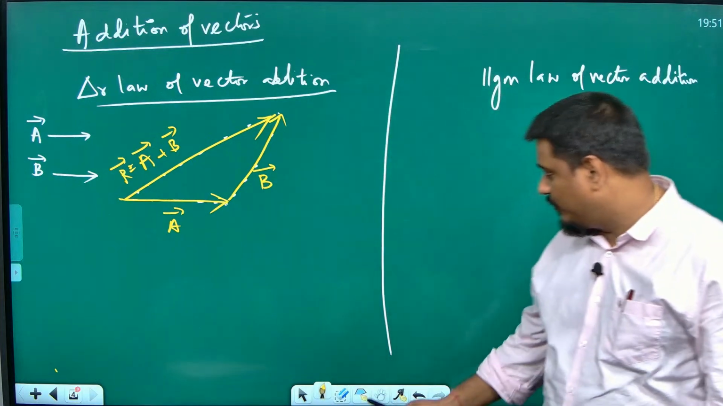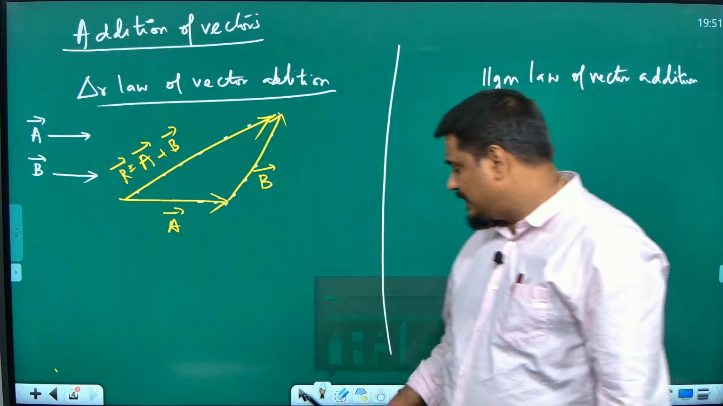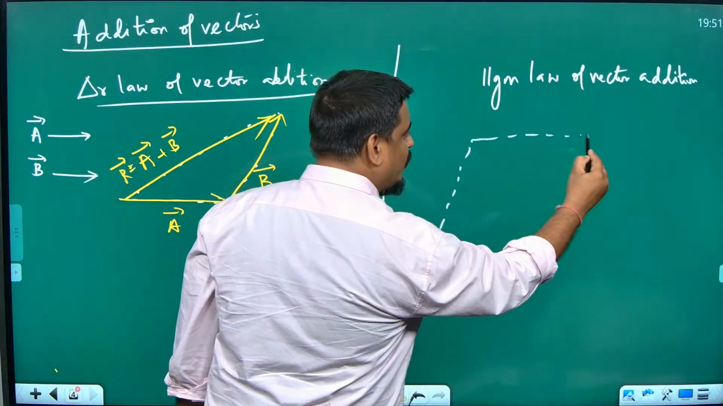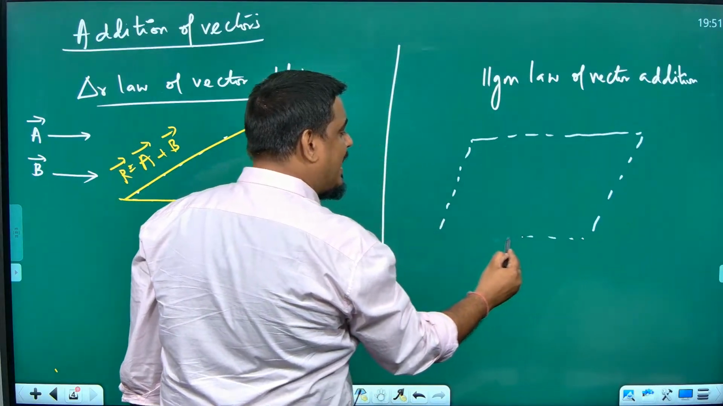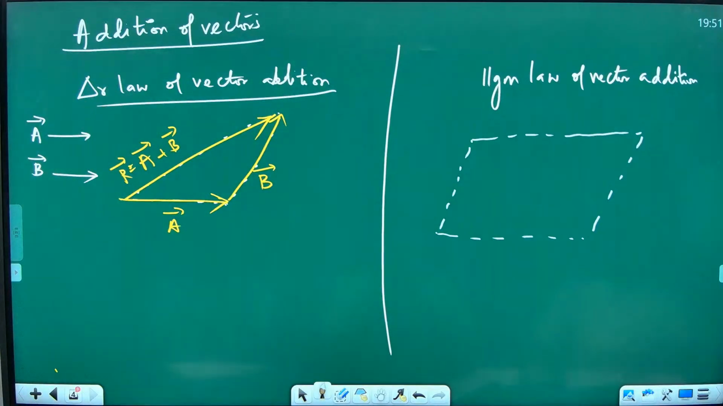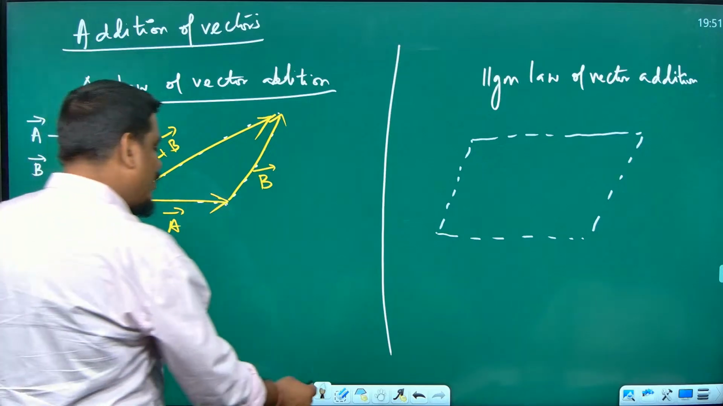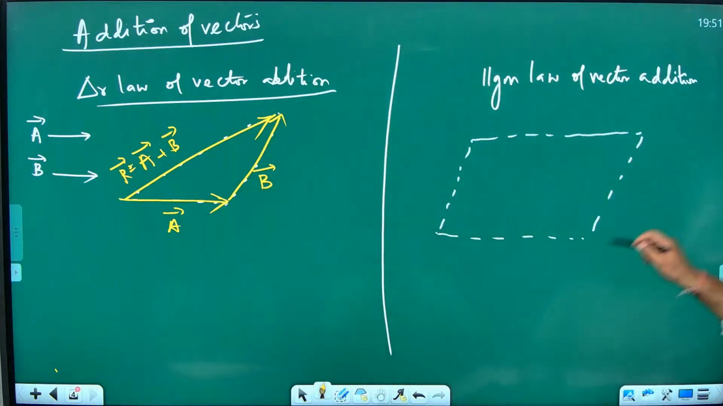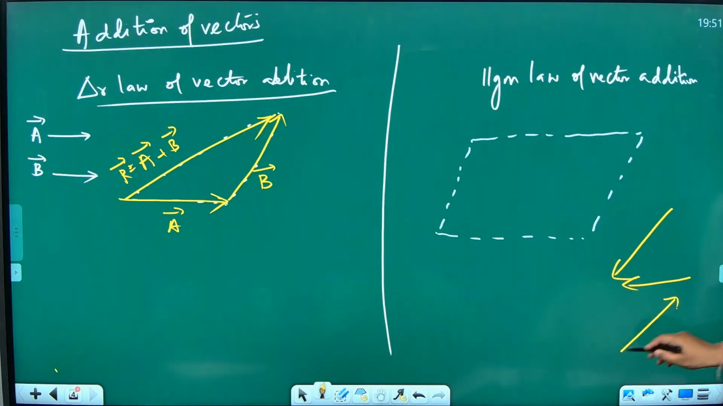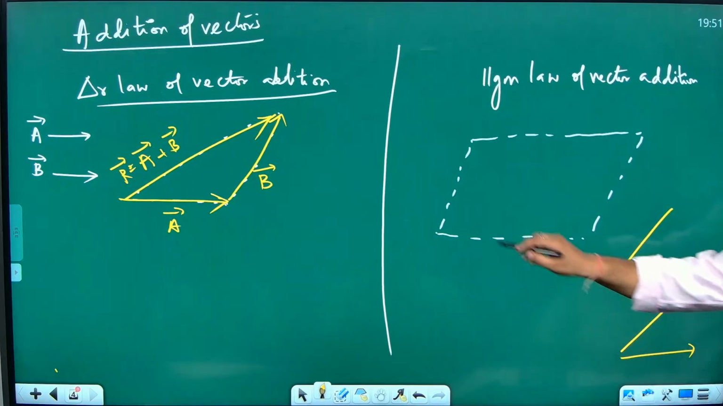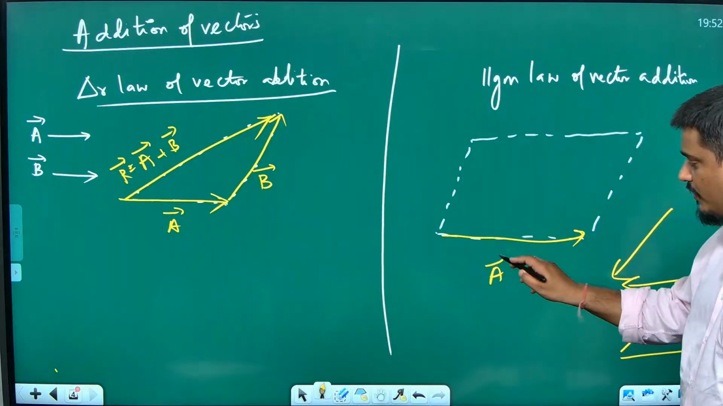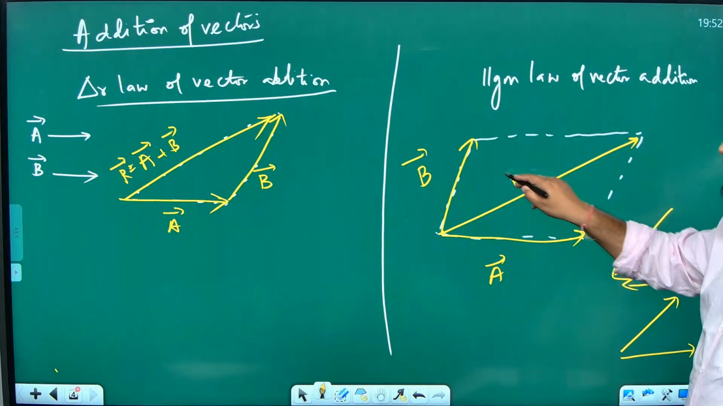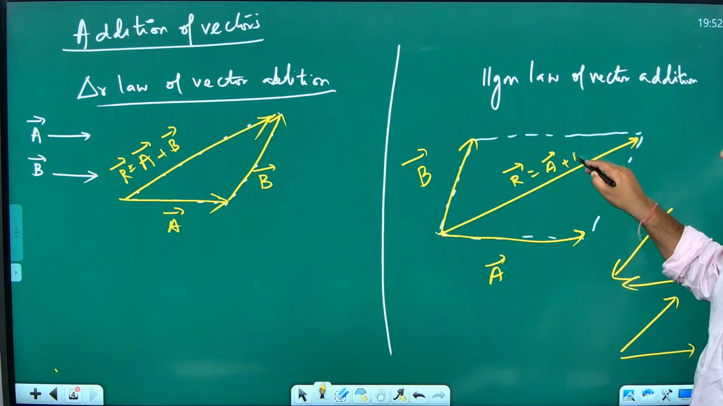So, if you have the parallelogram law, what does this law say? This law says that if you want to add 2 vectors, then place those 2 vectors on 2 adjacent sides of a parallelogram in such a way that both tails or both heads are lying at the same point. Either you can take it like this or like this, both are correct. So if I take A vector and B vector, then the diagonal of the parallelogram will give the resultant, which is equal to A vector plus B vector.